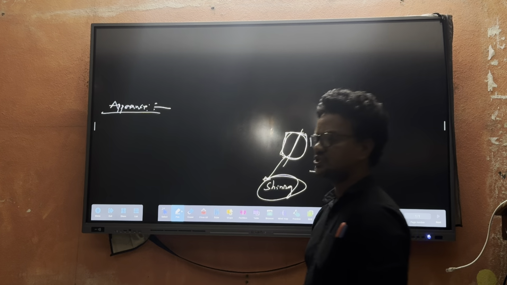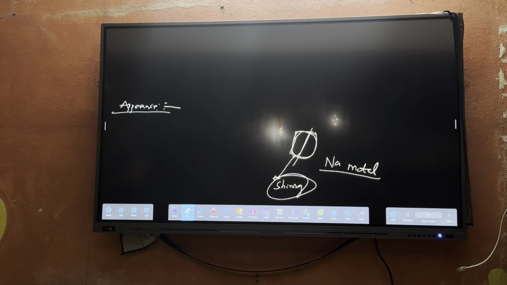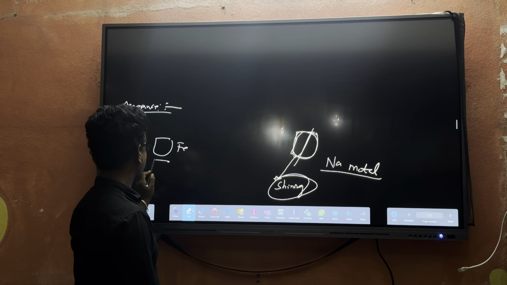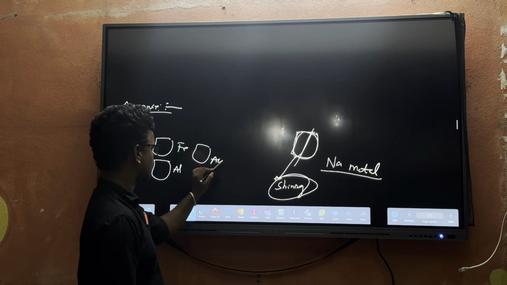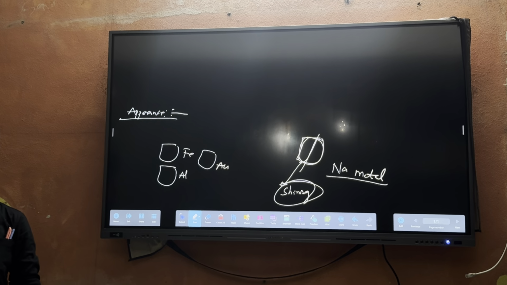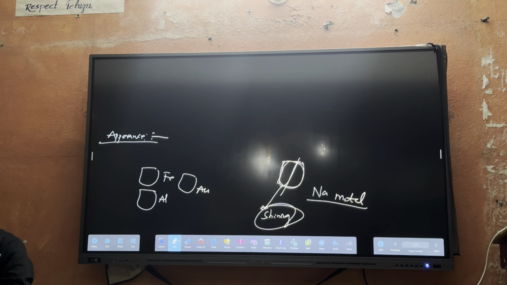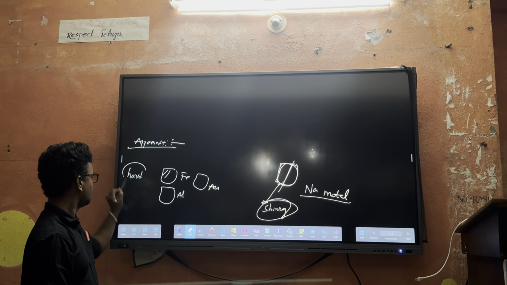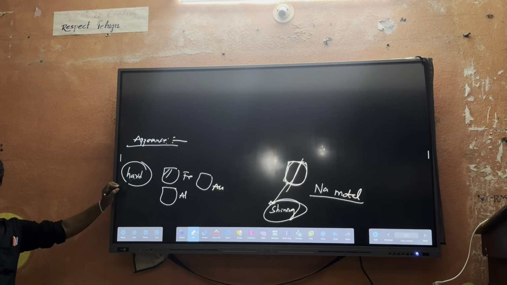Children, one more important property, hardness. Every metal, I take one metal, iron, and one more metal, aluminium, and gold. These metals are mostly hard. We are unable to compress this object. They are very hard. The second property of materials is hardness.